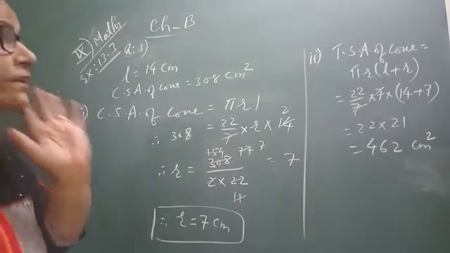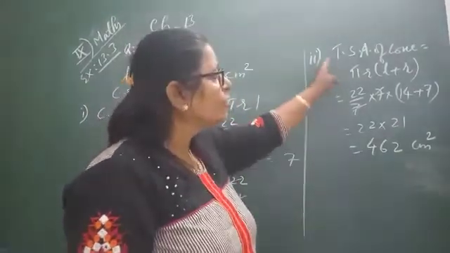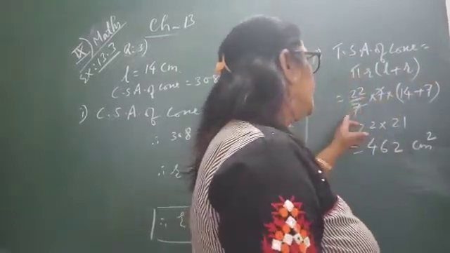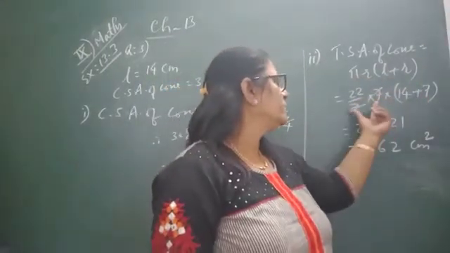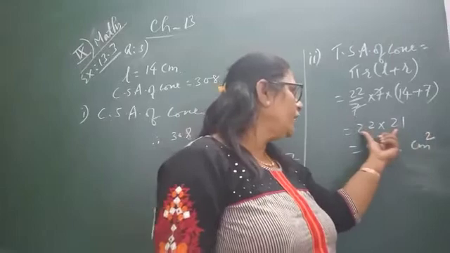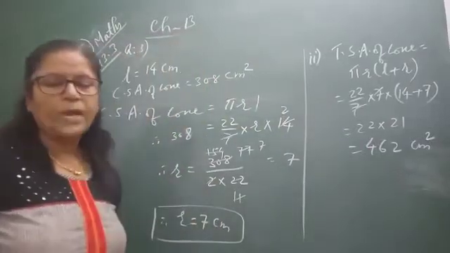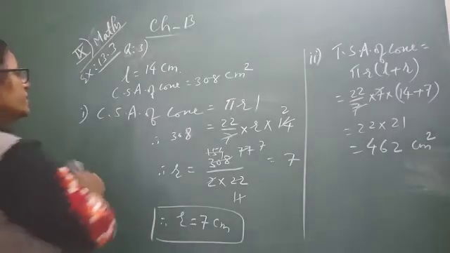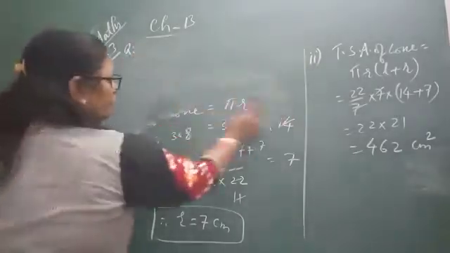Now second, we have to find the total surface area of the cone. You know the formula. Total surface area of the cone is pi r (L plus r). Now substitute the values. Pi is 22 upon 7, r is 7 and L is 14, r is 7. Now the 7s cancel, 22 remaining, 14 plus 7 is 21, and if you multiply 22 by 21 you will get the answer, 462 square centimeters. So the total surface area of the cone is 462 centimeter square.